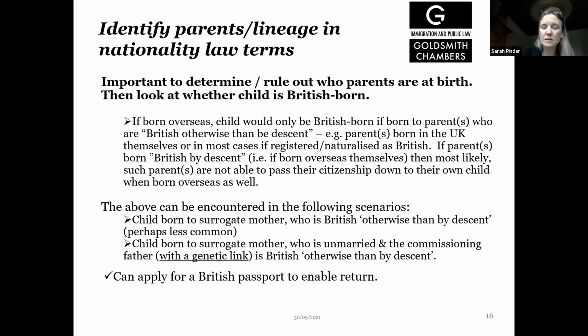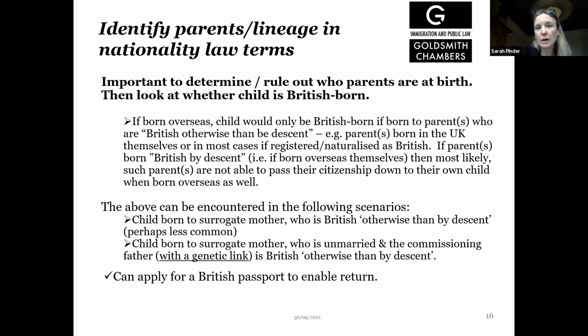It's quite complicated in terms of the nationality law provisions, but effectively you're looking at the parent's nationality status firstly, and whether either parent, so it doesn't need to be both, but whether one of the parents, and how they are British. So whether they are British in particular, otherwise than by descent. And so descent here is the term in terms of descending from a parent, so in terms of ancestry, rather than a dissenting judgment, a disagreeing with something.